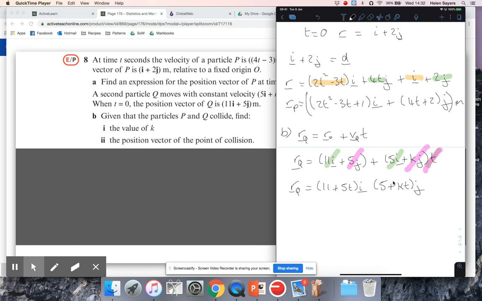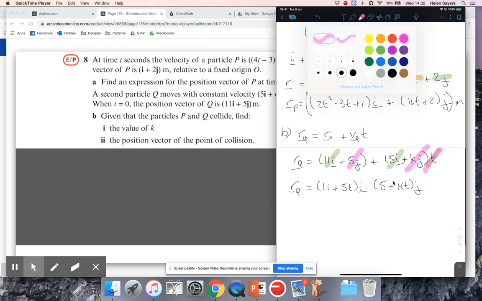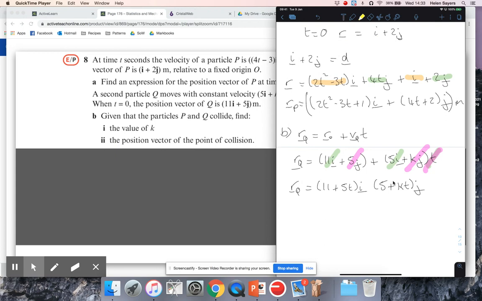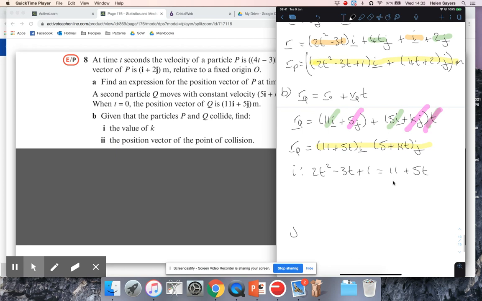Okay, and I'm told that they collide, so there is going to be a point where they are in the same position. So they are going to collide when their i vectors are the same. So 2t squared minus 3t plus 1 equals 11 plus 5t. And it's going to leave a bit of space, I'm going to do a bit more working there.